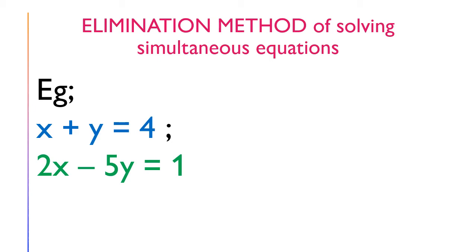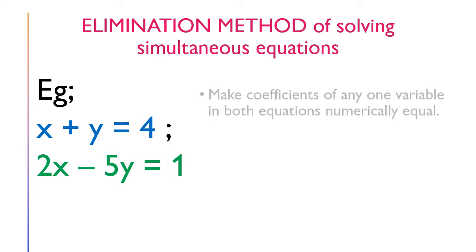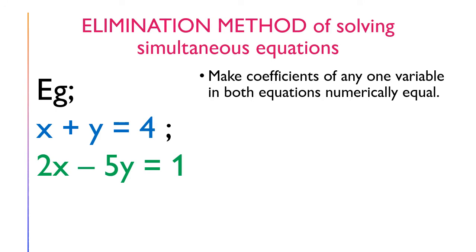The first step when we solve these equations is to make the coefficients of any one variable in both the equations numerically equal. Understand the meaning of this sentence. Where are the coefficients? See here, the coefficient is 1. Here the coefficient is 1. Here the coefficient is 2. And here the coefficient is 5.